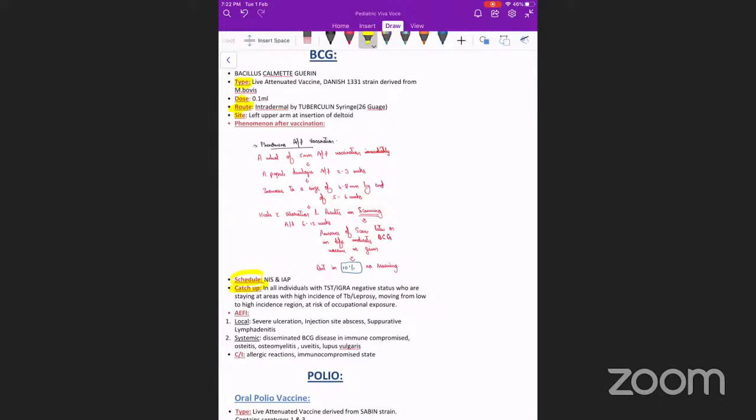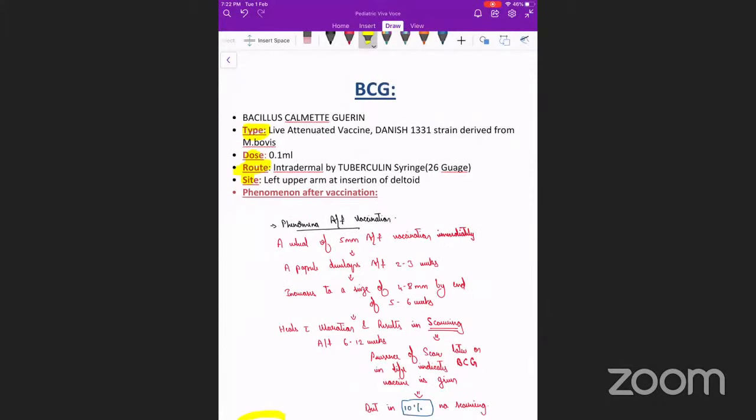Fine. Now coming to BCG. BCG stands for Bacillus, Calmette, and Guerin. Now, what is the type of vaccine? As we all know, we have already read before, it is a live attenuated vaccine. Now, what is the strain used next? Danish 1331 strain, which is used, and it is derived from Mycobacterium bovis.